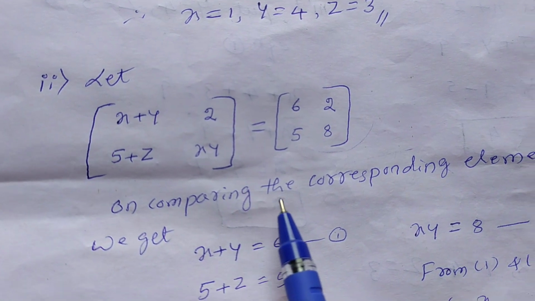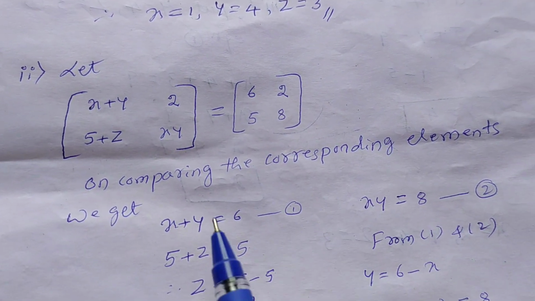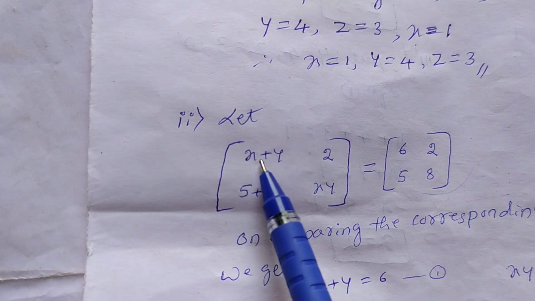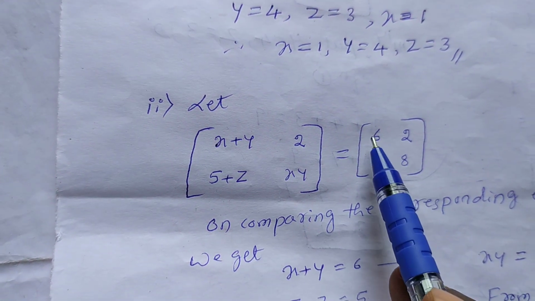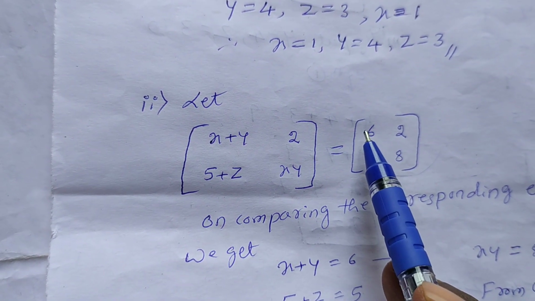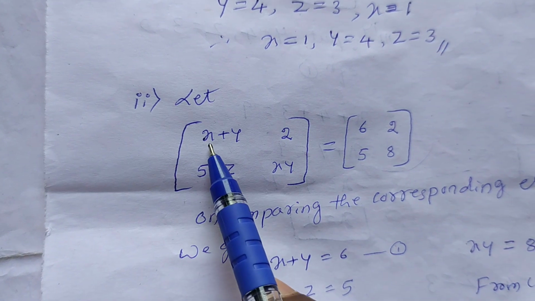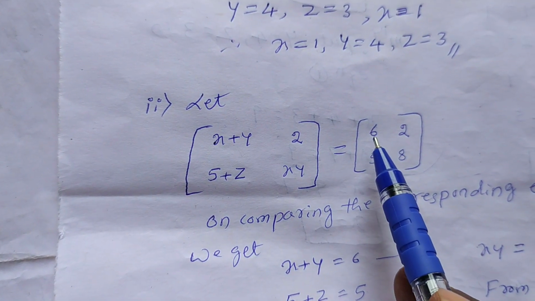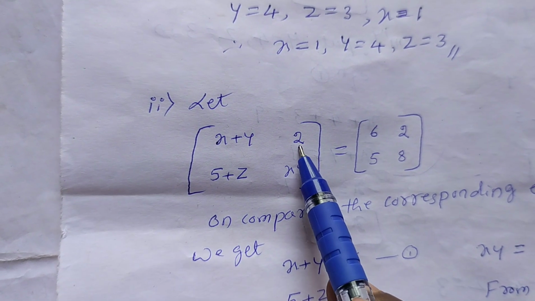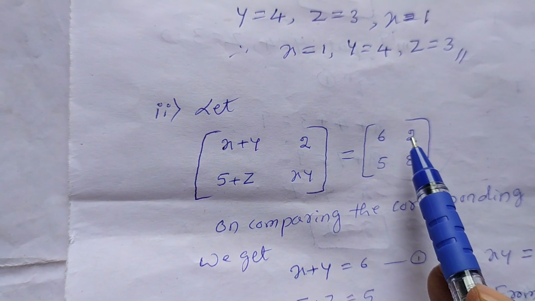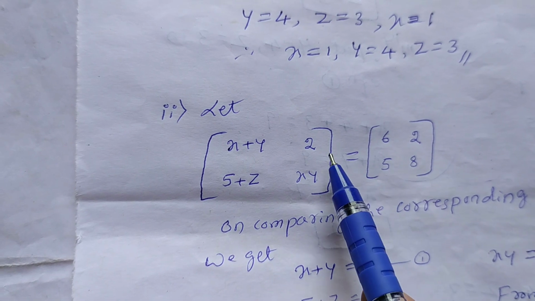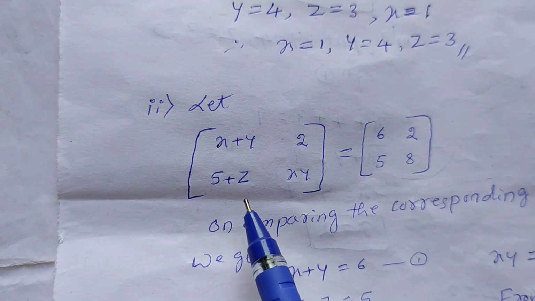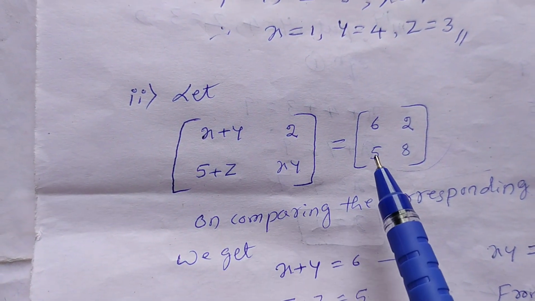On comparing the corresponding elements, we get x plus y equals 6. In place of x plus y in this matrix there is a 6. Here 2, 2, this is the same. Corresponding elements are the same. In place of 2 there is a 2. In place of 5 plus z there is a 5.